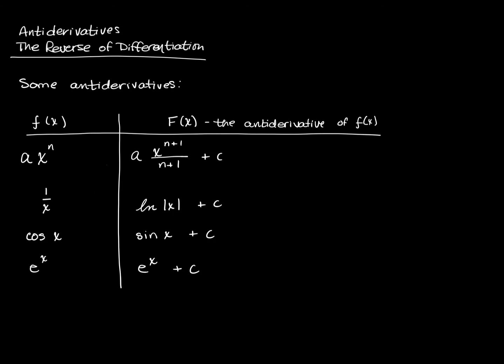Sometimes you'll hear it referred to as an arbitrary constant. It's arbitrary because we have no idea what it might be, at least not yet. But it has to be there. It's part of the answer. Without it, you're assuming that the constant is 0, and that's not always the case.